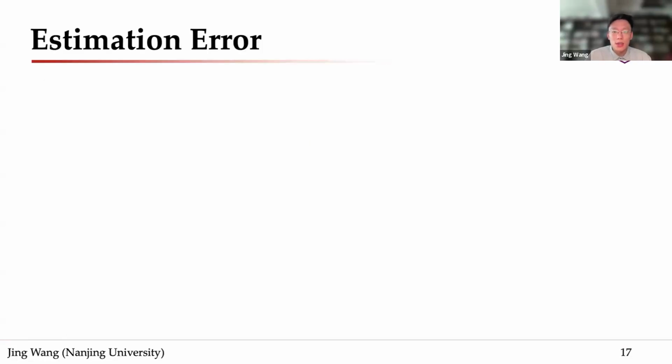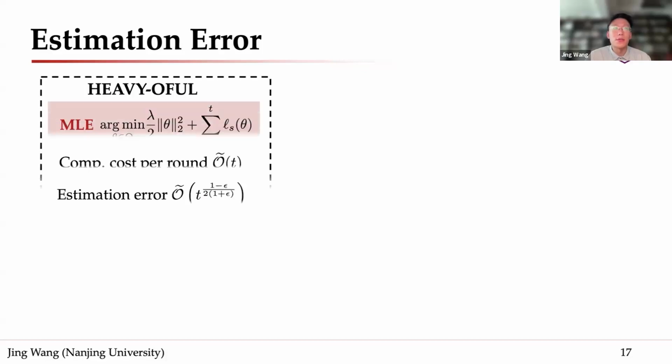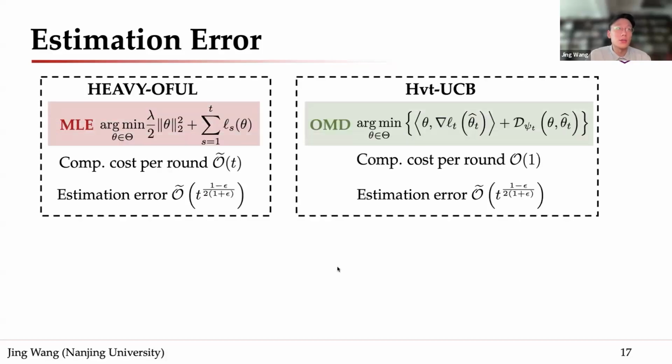And we can compare this with the previous heavy OFAL algorithm. Heavy OFAL is based on MLE, an offline algorithm, an offline estimator. And here we use OMD, an online algorithm. So the direct difference is that the computational cost per round for heavy OFAL is O(t), but for us it is O(1). We just talk about the dependency on t. And we can achieve exactly the same estimation error order as heavy OFAL, but the cost of the online update is that we will have a larger constant here.